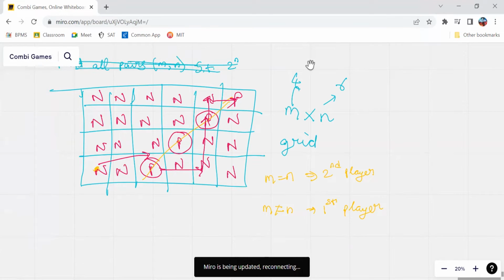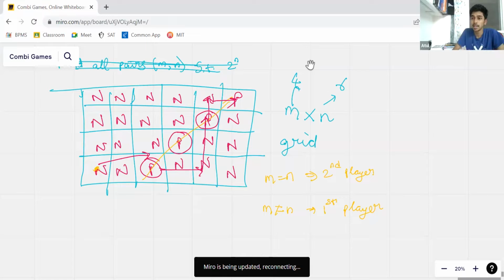For this case, the first player wins. The first player wins in this case, 4 and 6, by moving to this diagonal. And in other cases, the second player wins.